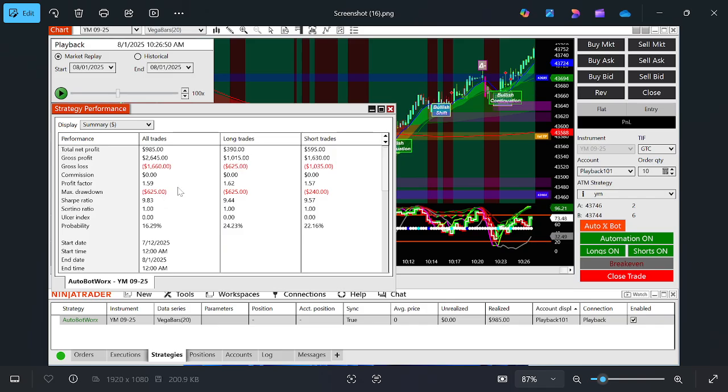Okay. So the profit factor here was 1.59. Not great. I would really like to be at 2 or above on the profit factor. But we did make our daily profit. It closed the last trade at $985 in profit, and that's fine. And this was only a 16% win rate. And it was pretty even between the longs and the shorts taken.